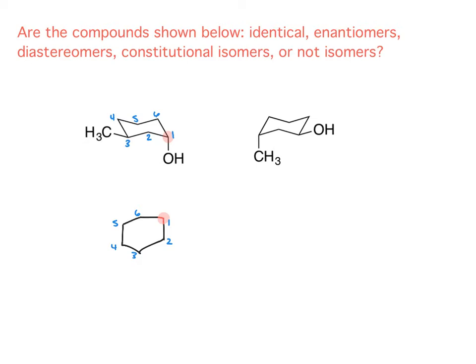Okay, now draw your groups in. Okay, on carbon 1, the OH is pointed down. So let's make that a back group on the ring, pointed back. So translate your down group to back.